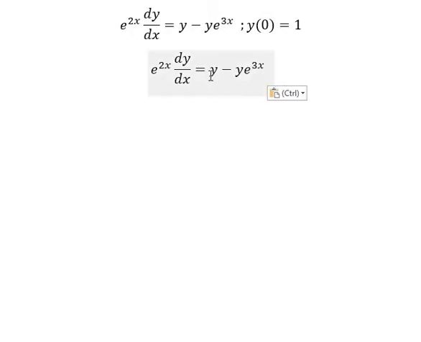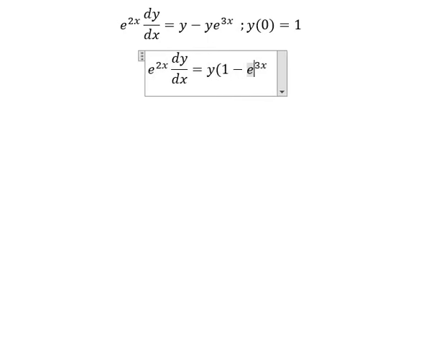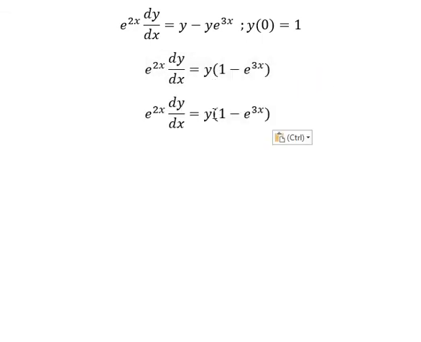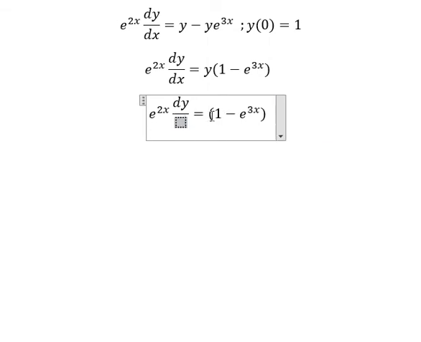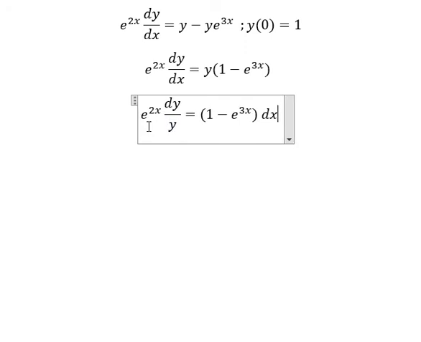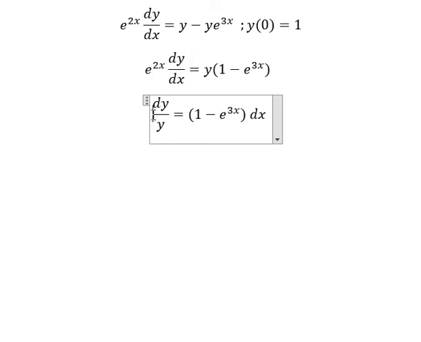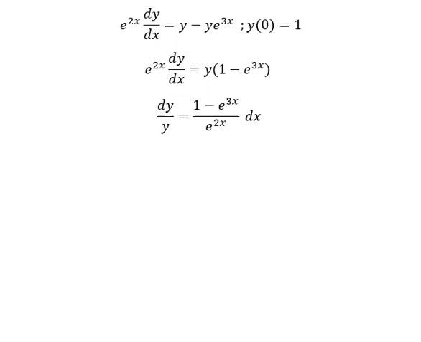We need to do factorization by y. Next, we divide both sides by y, and we need to move the x to the right. Later, we divide both sides by e to the power of 2x. Next, we need to put the integration on both sides.